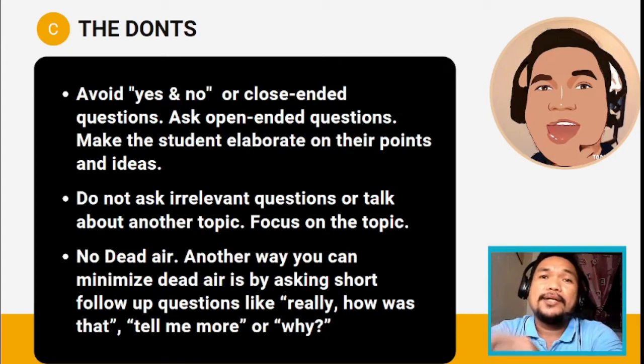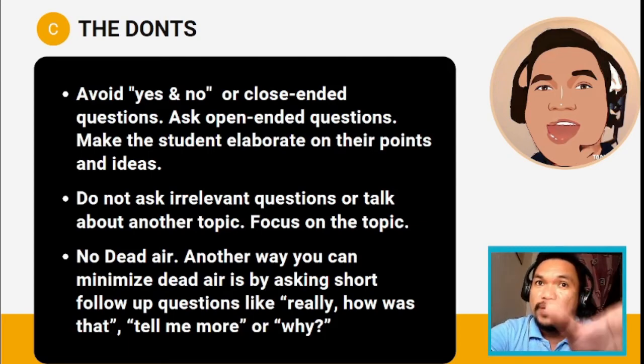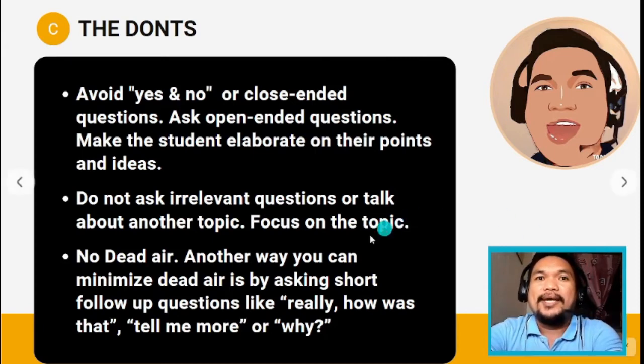Do not ask irrelevant questions or talk about another topic. Focus on the topic, unless the student opens up another topic that he would like to talk about. In your case, focus on what you have already started talking about with the student.